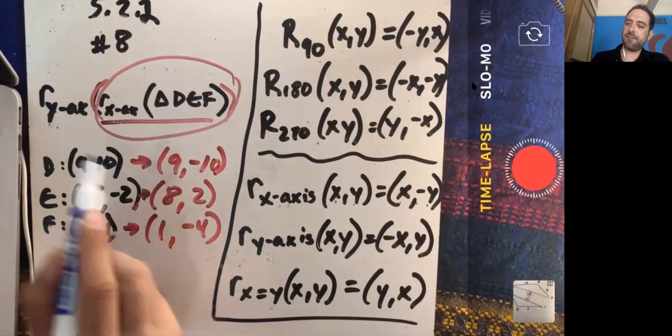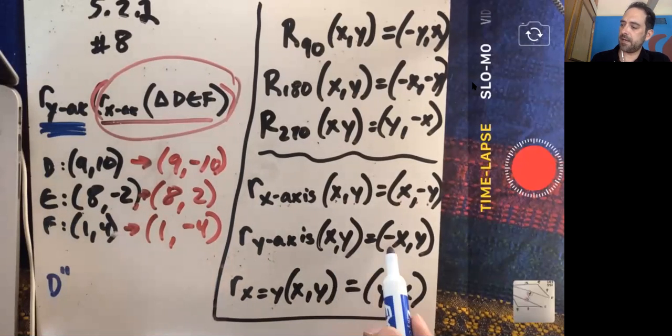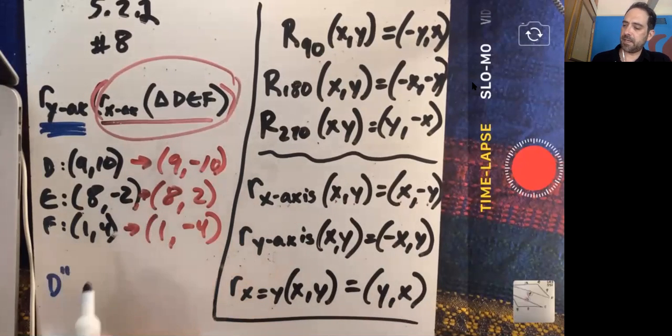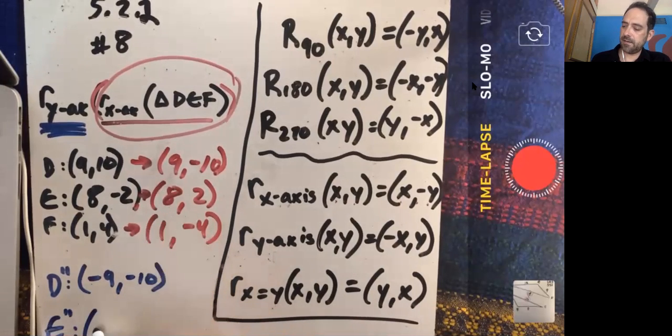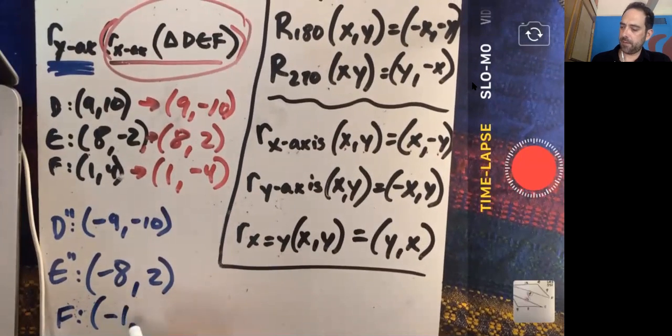Now let's look to see. If I'm doing a reflection across the y-axis, my (x, y) becomes (-x, y). So watch. This is my x and my y. It's going to become (-9, -10). E double prime is going to become (-8, 2), right? F double prime is going to become (-1, -4).